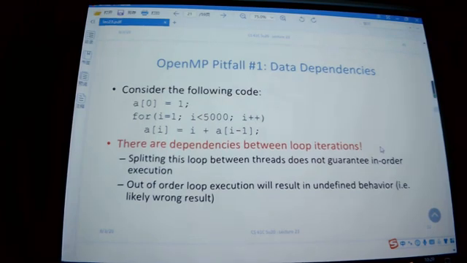Splitting this loop between threads does not guarantee in-order execution. Out-of-order loop execution will result in undefined behavior. If the for loop runs on one thread or one core, the 5,000 iterations must run on that one thread, one core, or one process. So for OpenMP pitfalls, we talked about data dependencies.